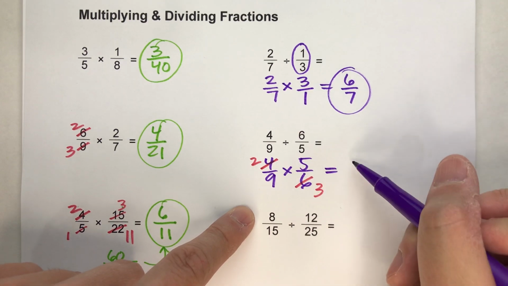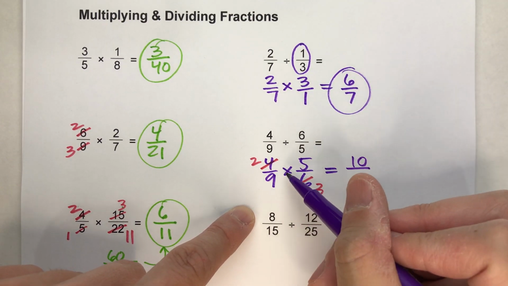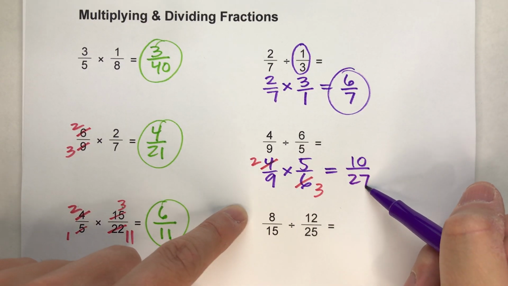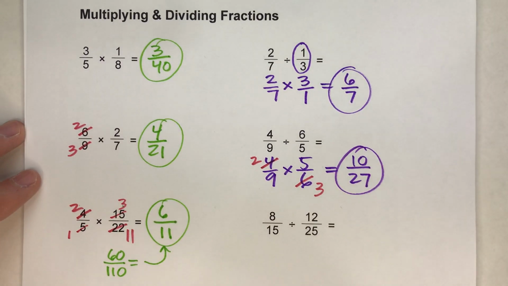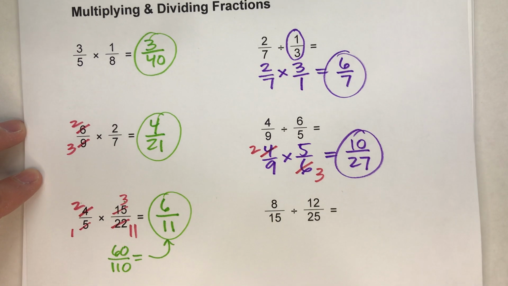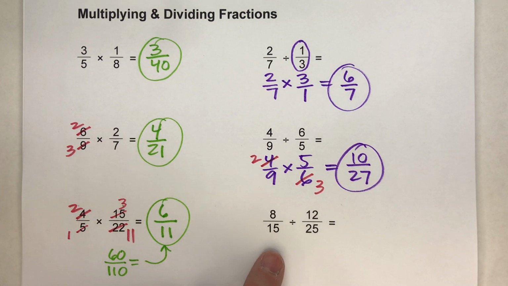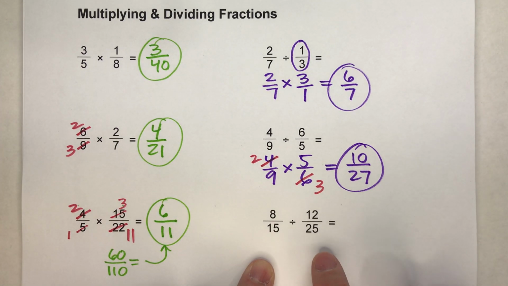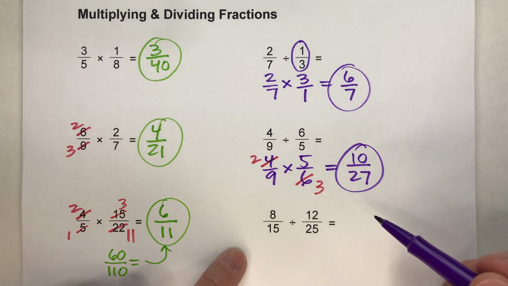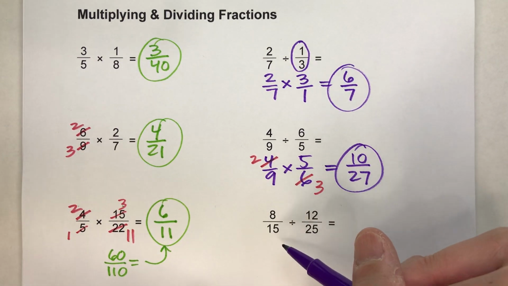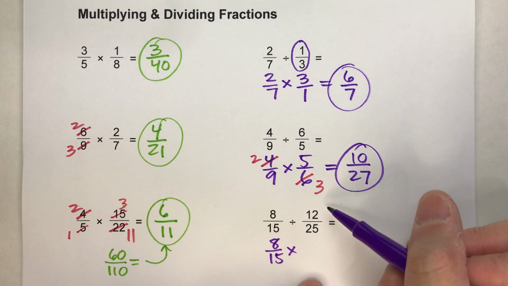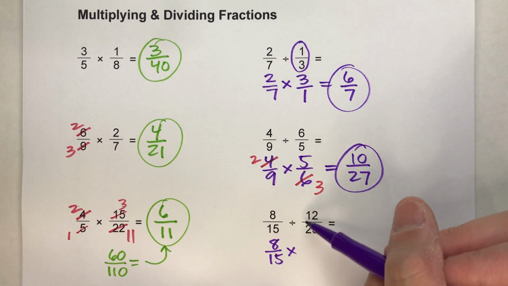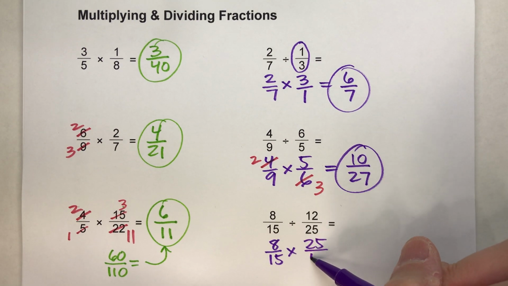2 times 5 is 10 for the top. 9 times 3 is 27 for the bottom. And notice, 10/27, I can't reduce that. There's my final answer. All right, we'll do one more. 8/15 divided by 12/25. Again, it's a division problem, so I keep the first fraction the same, and I multiply by the reciprocal of the second fraction. In other words, flip it upside down.